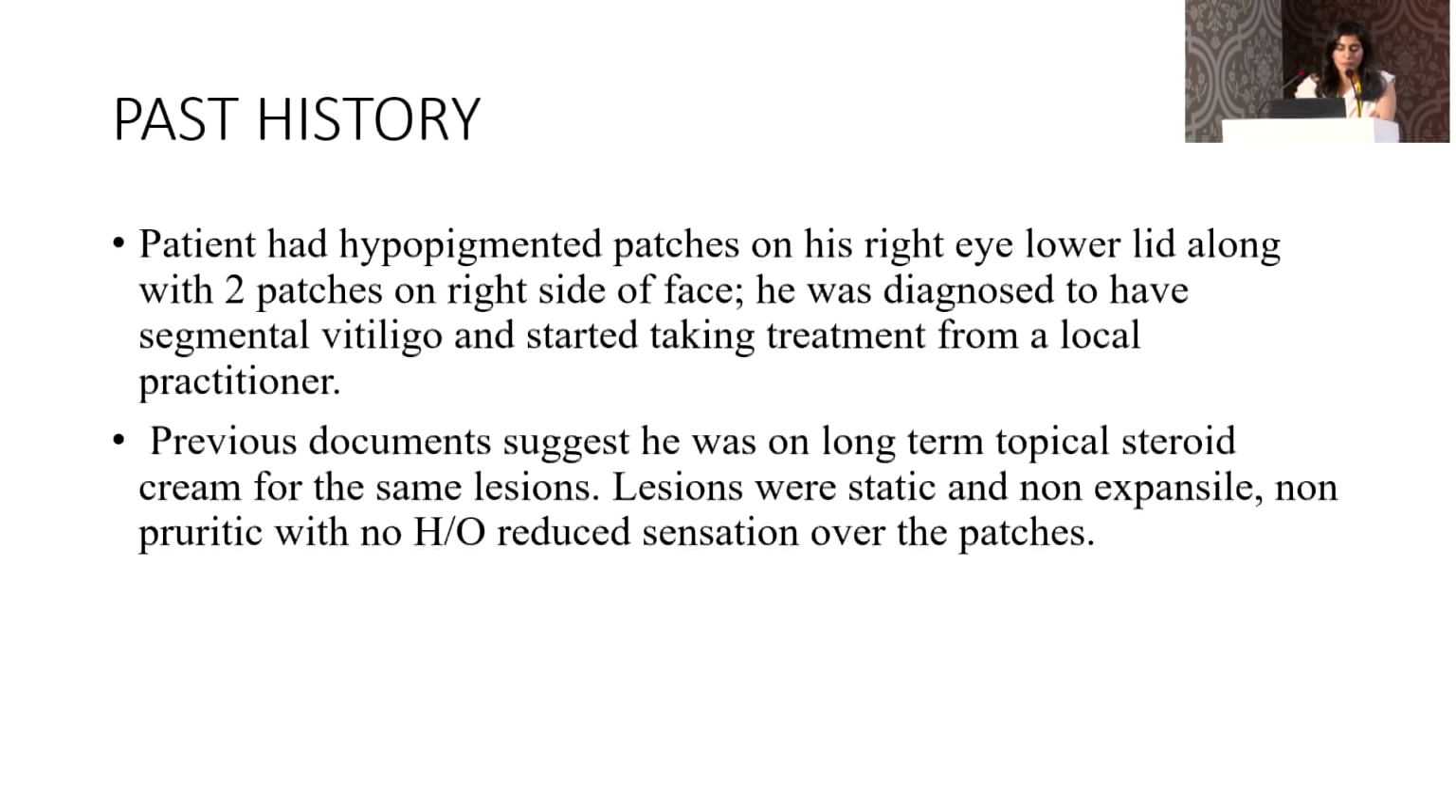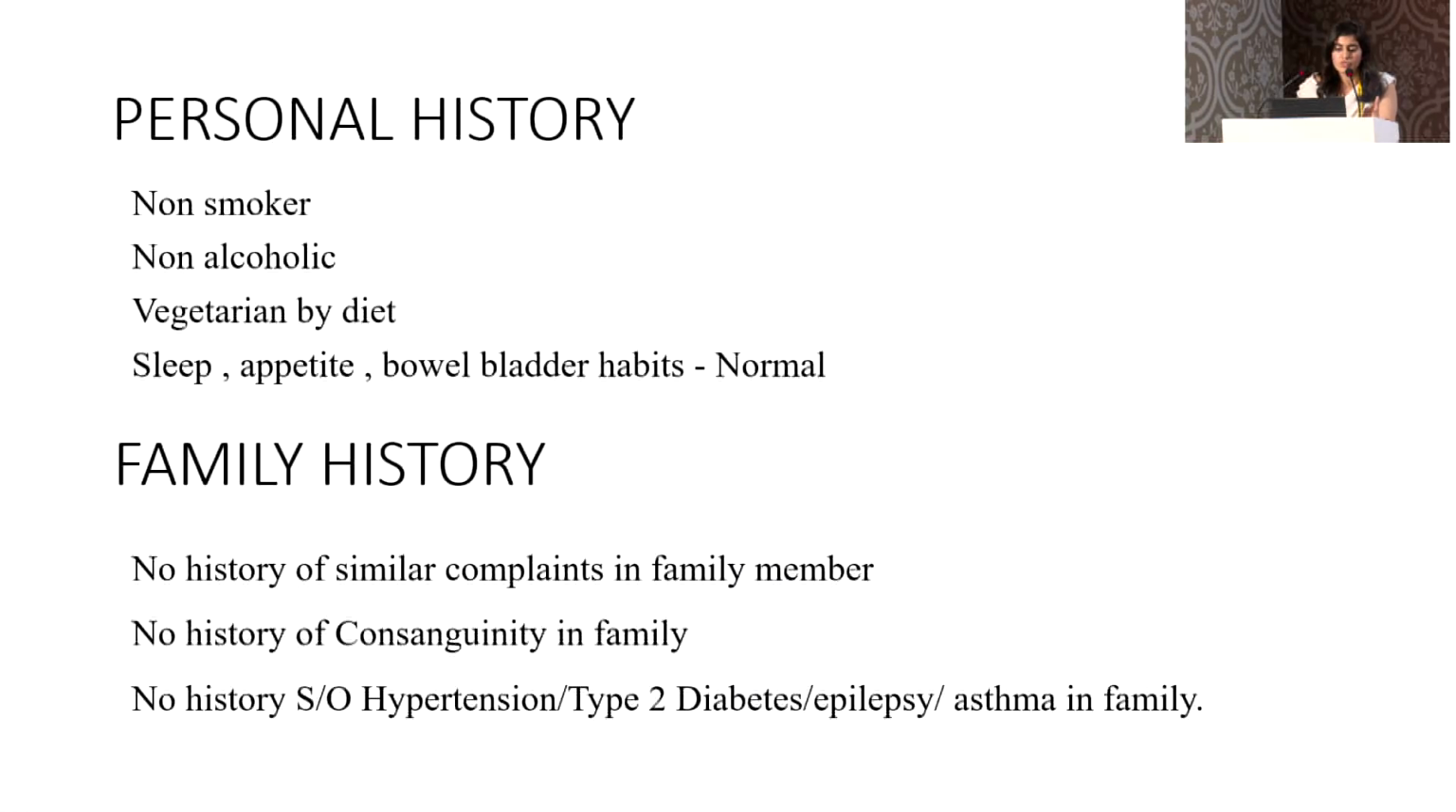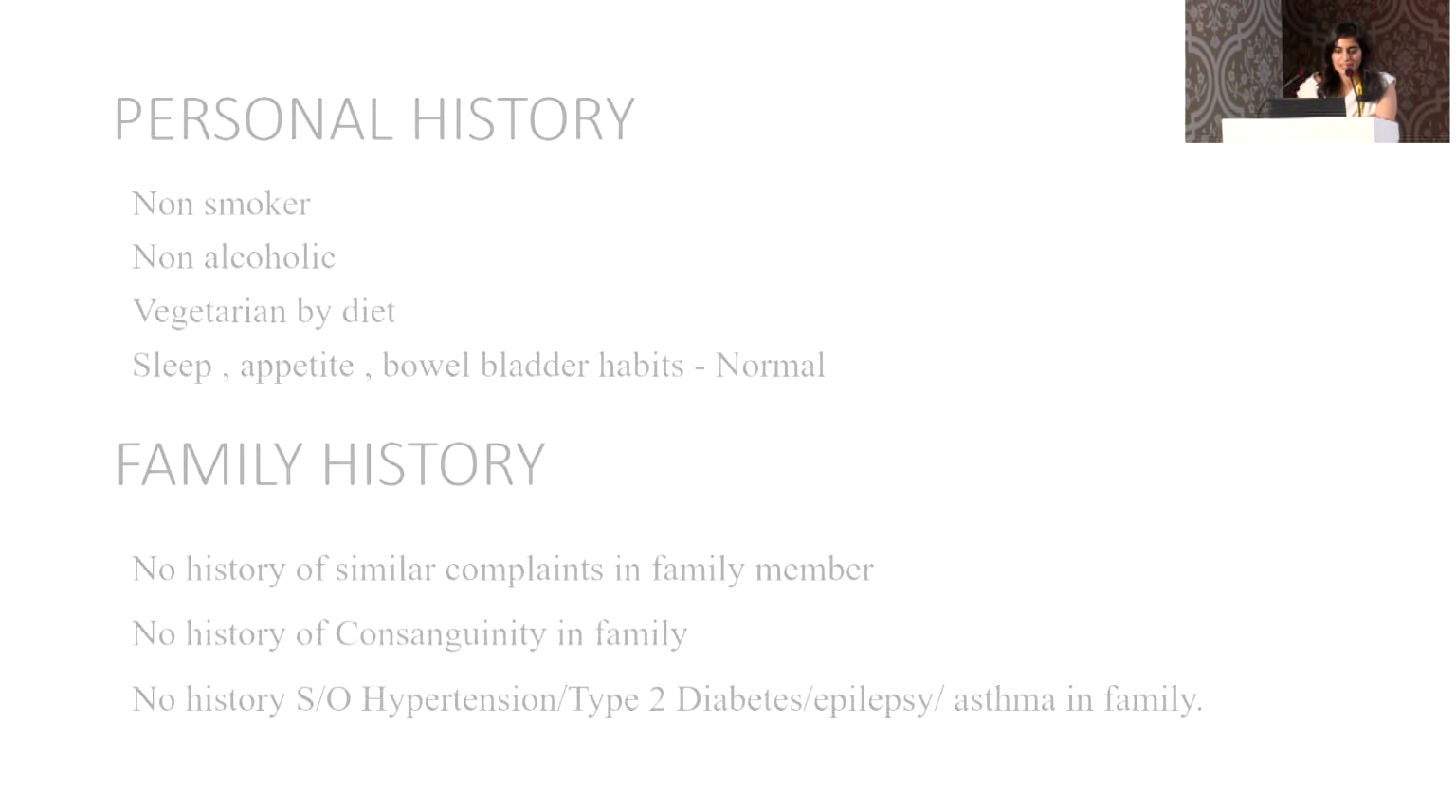The patient had hypopigmented patches on the right eye lower lid, along with 2 patches on the right side of the face. He was diagnosed as segmental vitiligo and started taking treatment from a local practitioner. Previous documents suggest that he was on long-term steroid treatment for the same lesions, and the lesions were static, non-expansile, non-pruritic, with no history of reduced sensations over the patches. These are the vitiligo patches. So there was no significant personal or family history.